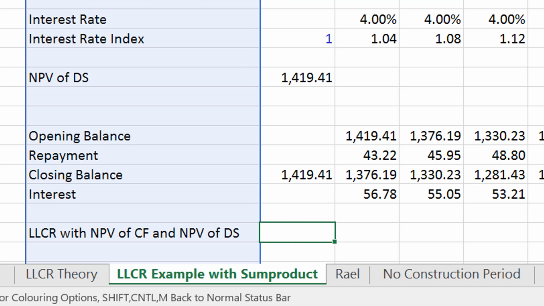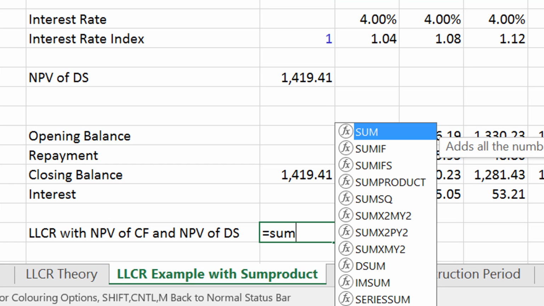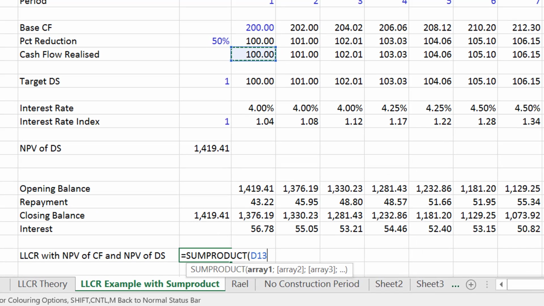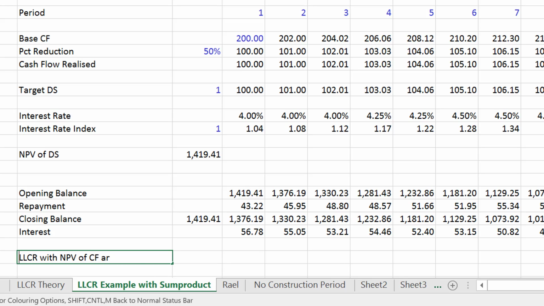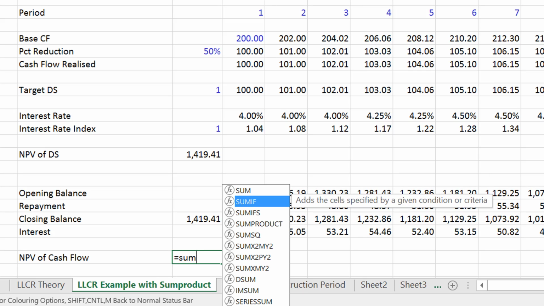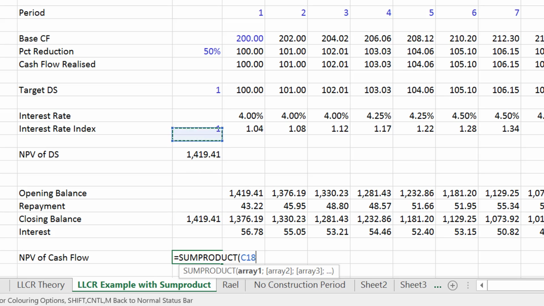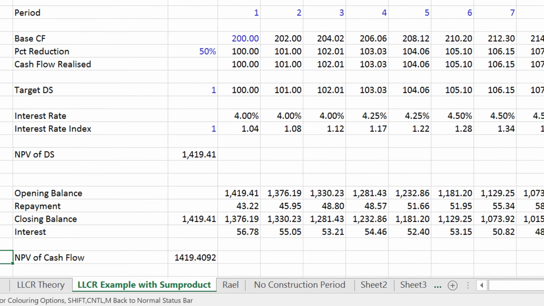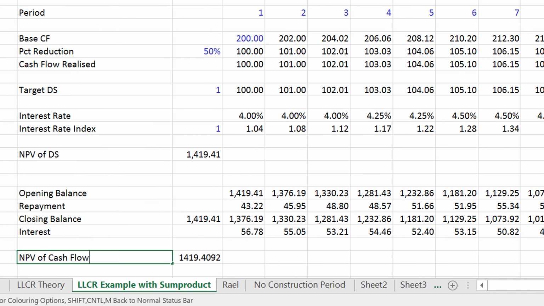So here's what you should do. You should take equals sum product and take all of the cash flow. Let's just take the NPV of cash flow. Put NPV, sum product, and you take all of the cash flow that we get and divide that by the discount factor, and you get the same answer.